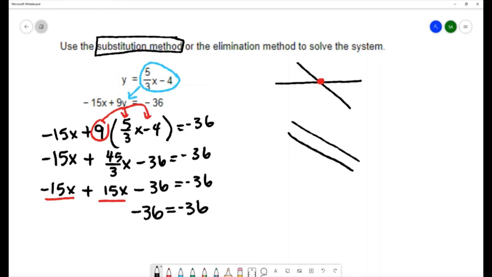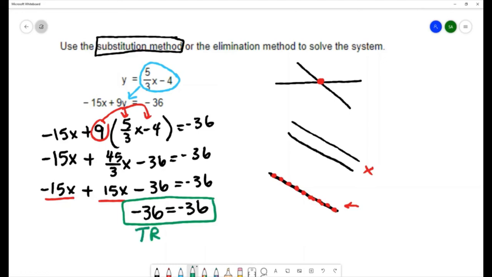And then the third possibility you can get is where the two lines are actually right on top of each other. And that means that every ordered pair on that line is going to be a solution to the system of equations. And that's the one that we have here. Now the reason why I know it's this one and not the no-solution case is because of this final statement. This final statement is a true statement. Negative 36 equals negative 36. Whenever you have the situation where there's no solution, this final statement will be a false statement. So this system of linear equations has infinite solutions.